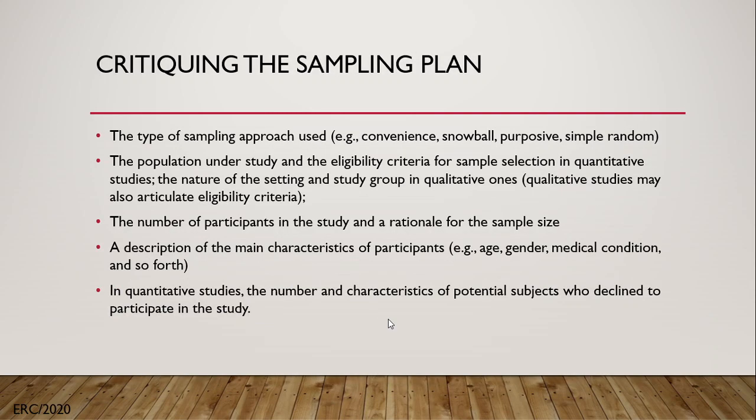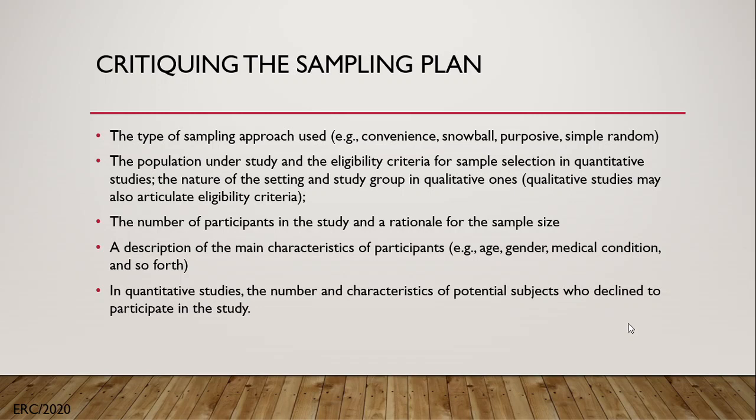Okay, critiquing the sampling plan. In coming to conclusions about the quality of evidence that a study yields, the sampling plan, particularly for the quantitative study, merits special scrutiny. If the sample is seriously biased or too small, the findings may be misleading or just plain wrong.